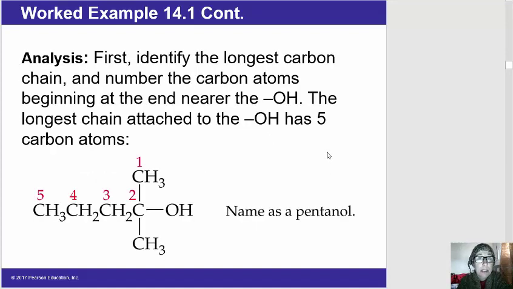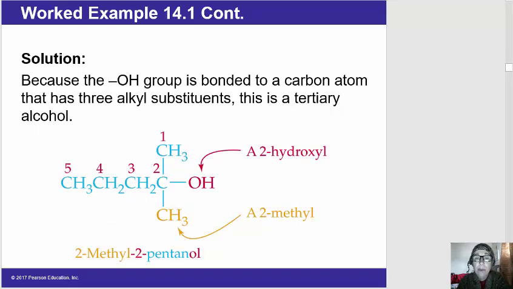Okay, so the first step is to determine the longest carbon chain that contains the alcohol. And you can either start with the methyl on the top of this chain or the bottom, and you'll get 5 carbons in the carbon chain that contains the hydroxyl, so it's a pentanol. Then we want to number the carbons so the hydroxyl gets the smallest number possible, and when we do that, the methyl is also on the 2 carbon. So the name of this is 2-methyl-2-pentanol.